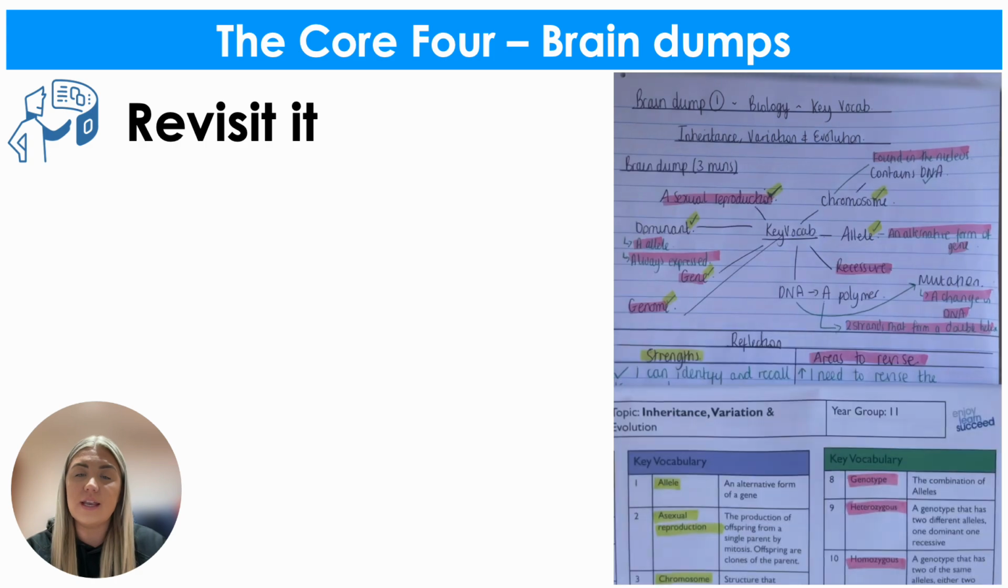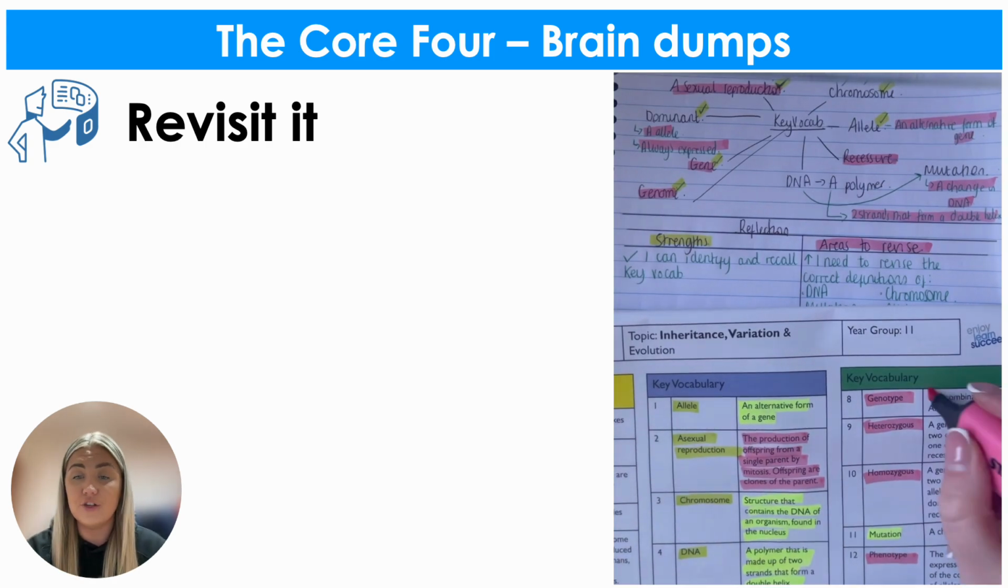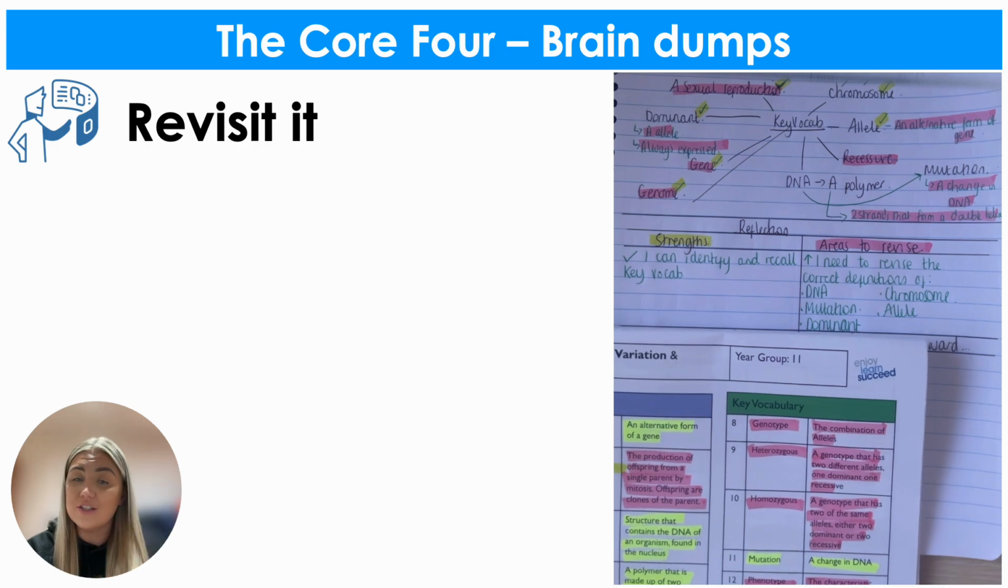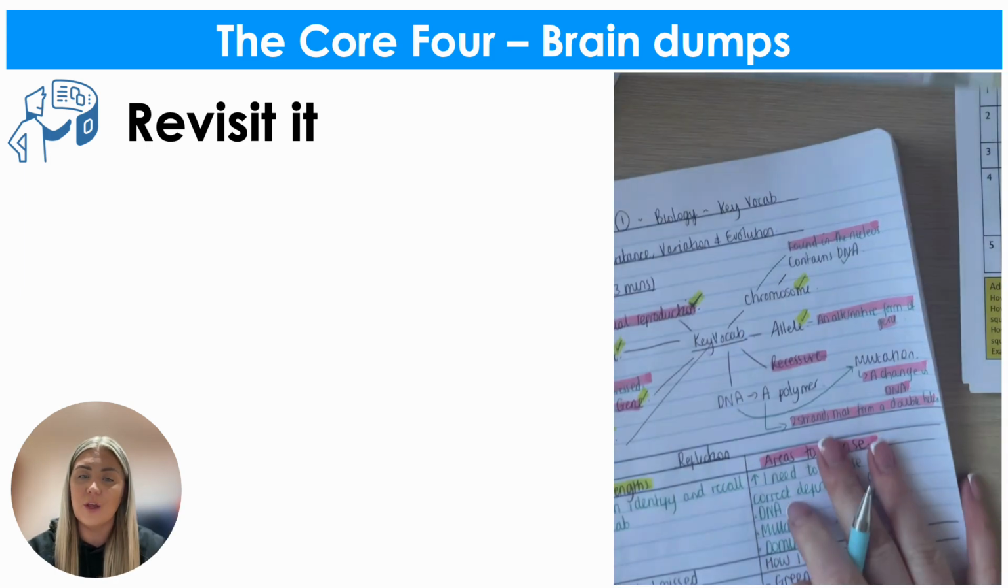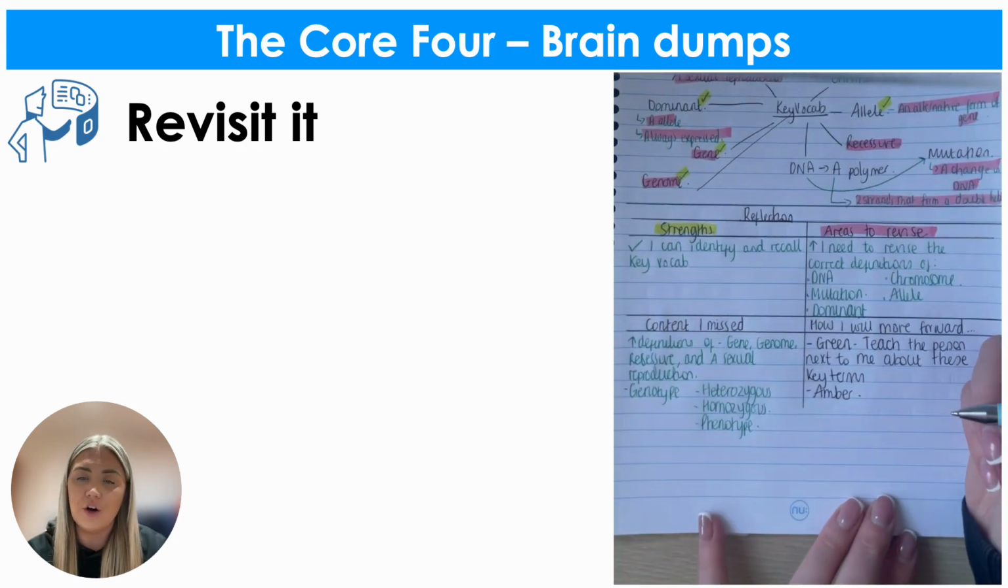And now I'm using these highlighters and my brain dump to now rag rate the information on my knowledge organiser, so it's really clear for me in future what I'm confident with. Then, how am I moving forward?